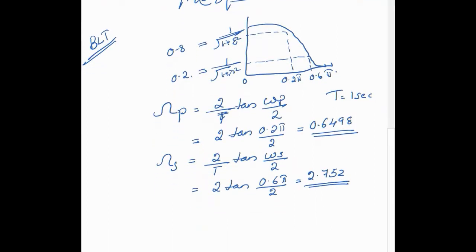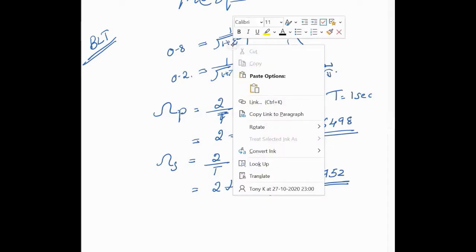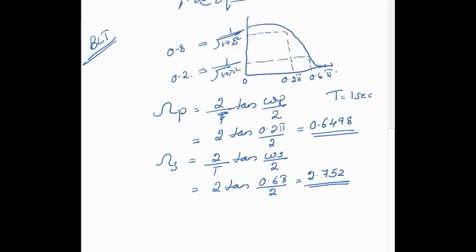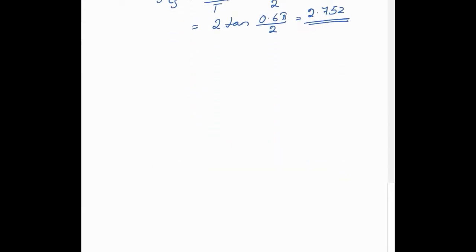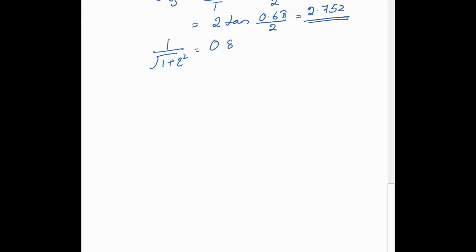Now you have to find the value of epsilon as well as lambda. Okay, so you have to find epsilon and lambda. 1 by root of 1 plus epsilon square is equal to 0.8. Cross multiply, you will get 1 by 0.8 is equal to root of 1 plus epsilon square. So you have to remove the root over here, so square both sides.